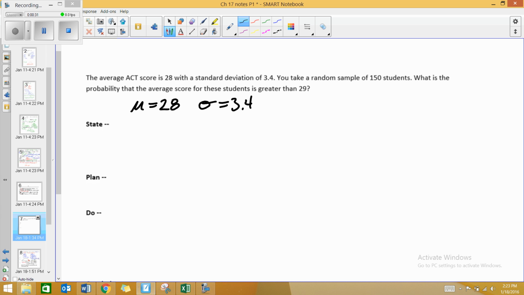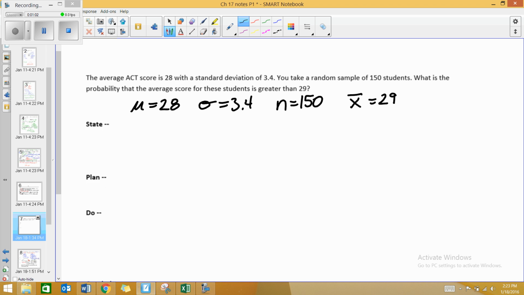3.4. So it says I take a random sample of 150 students, so that number is my n. Then it asks what the probability is that the average score for these 150 students is greater than 29. So when I'm talking about an average from a sample of subjects, that's x bar. So x bar is 29, or greater than or equal to 29. But we'll get to that when we actually get down to the do step.